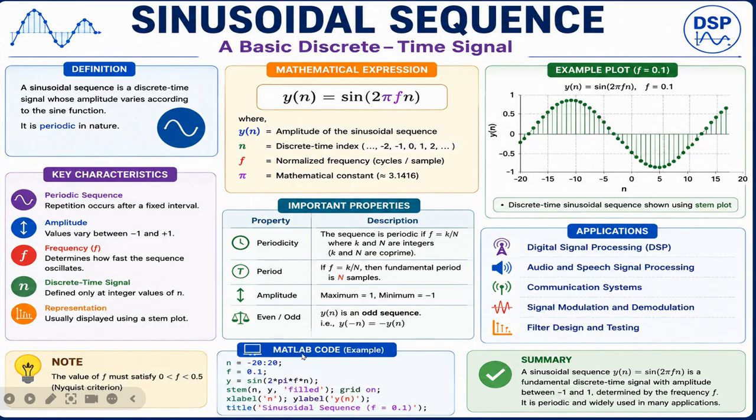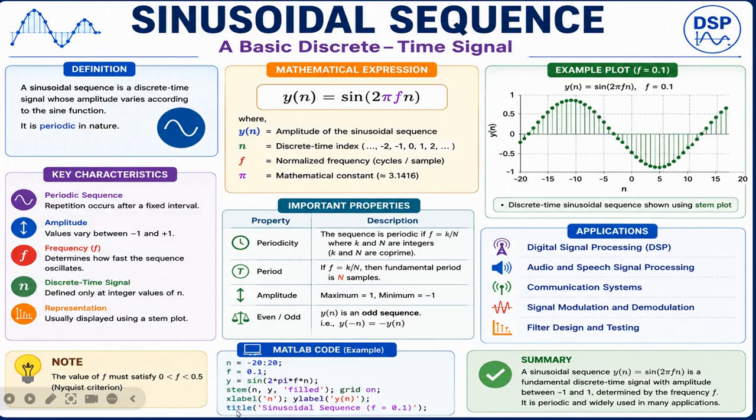Then here we have a MATLAB code example, where it shows that it creates a discrete time index. Then it defines n from minus 20 to plus 20. Then next it defines the frequency value, that is f is equal to 0.1. Then it will generate the sinusoidal sequence using the sine function, that is sine of 2 pi fn. Then comes displaying the output using the stem function, that is stem n comma y filled, then grid on.